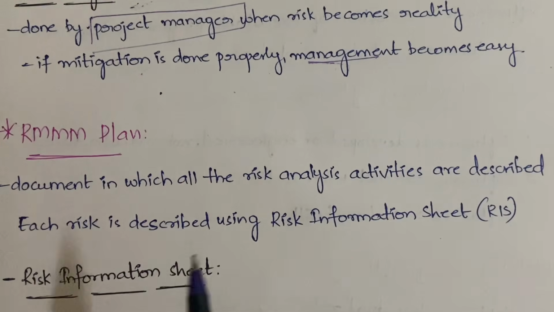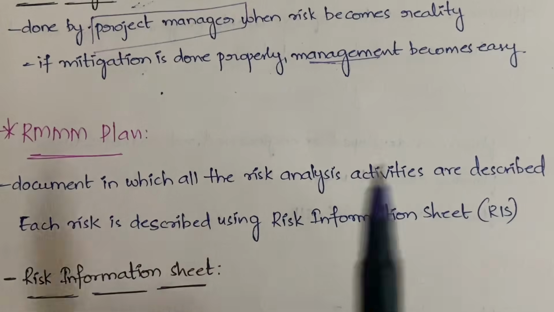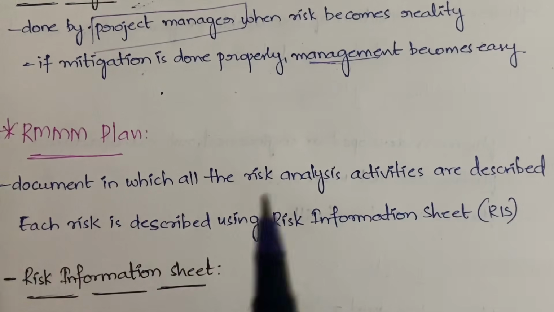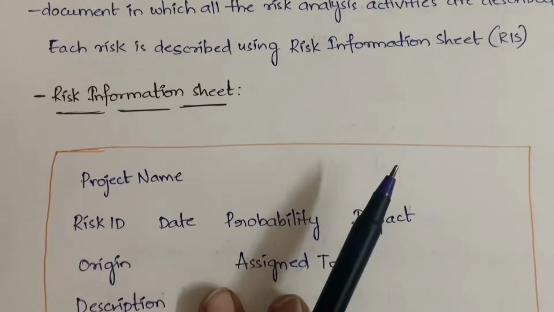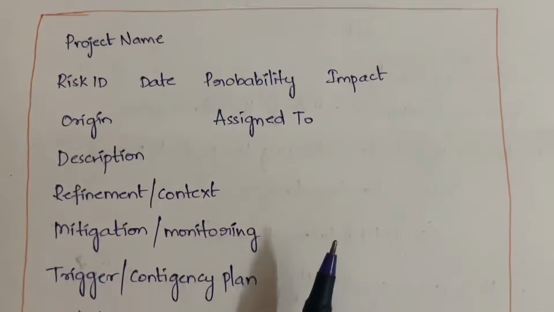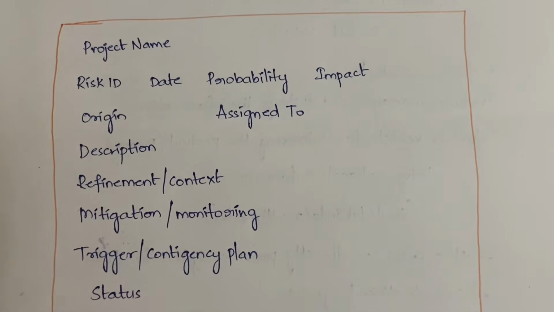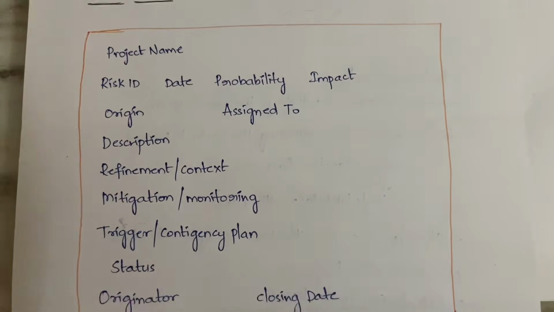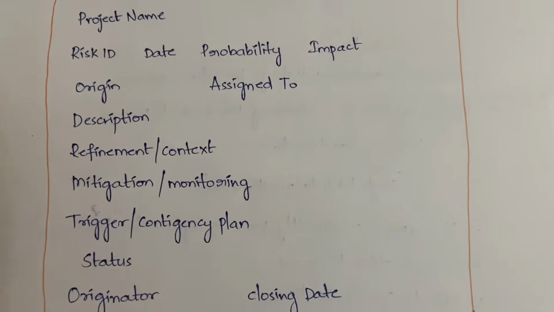For each and every risk you will be maintaining a risk information sheet where all the information related to the risk will be included. Okay, now I'll tell you how the sheet looks like and the meaning of each element in the sheet. So this is the risk information sheet. So let me zoom in. Yeah, some more. Okay, so yeah, this is the RIS sheet. Got it? So now I'll explain each and everything in this.